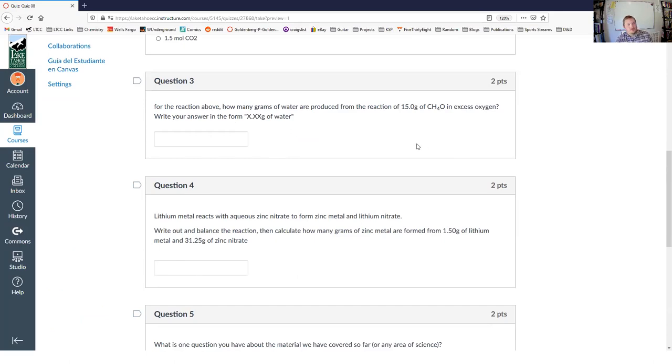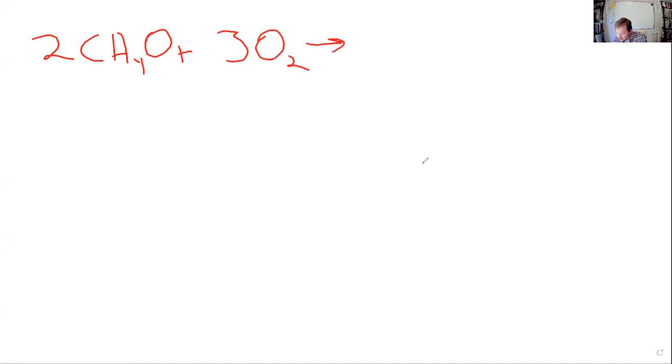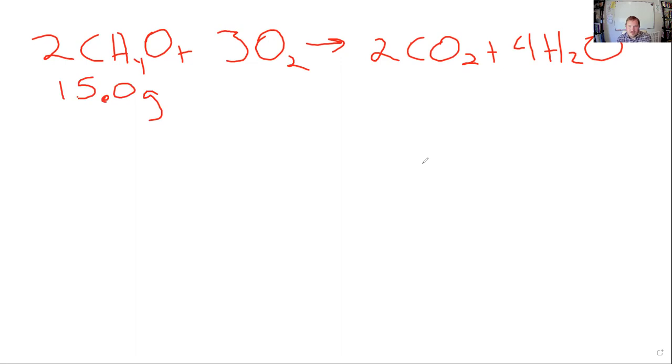Questions 3 and 4. Question 3 also relates to the same reaction. So we can write it in there. So it's 15.0 grams. So let me switch to a whiteboard view. So it was 2CO2 + 4H2O. And we've got 15.0 grams of methanol.